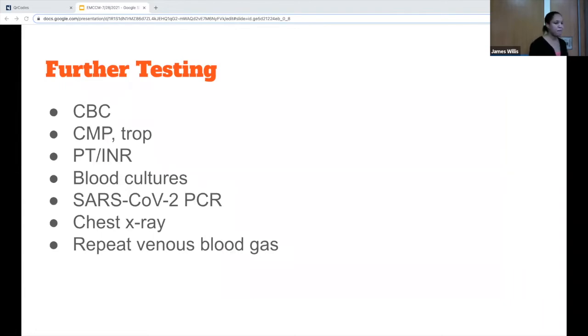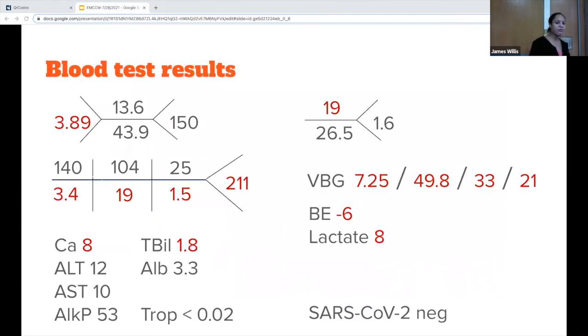Gets further testing, basic labs, all the sepsis labs, including blood cultures, COVID test, chest x-ray, and a repeat VBG. Blood tests come back. The one I really want you to focus on here is the VBG. He's got a pH of 7.25. His PCO2 is 49.8, PO2 33, bicarb of 21. He's got a base excess of -6 and a lactate of 8. Consistent with like a respiratory acidosis with a concomitant metabolic acidosis. He is COVID negative, and his troponin is also negative.